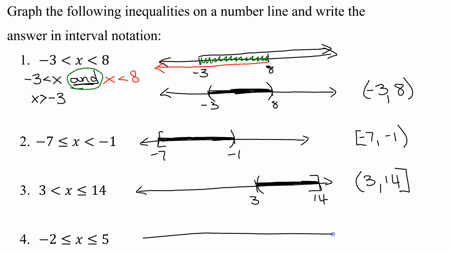And the last example here, is this another between statement? Numbers go from least to greatest. I have less than or equal to's on both of them. So my numbers are going to be -2 and 5. I'm going to shade everything in between them. And they both are less than or equal to, so I'm going to use square brackets on them both. So my interval is square bracket -2, comma, 5, with a square bracket on the 5.